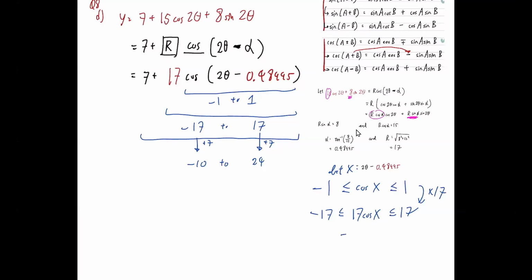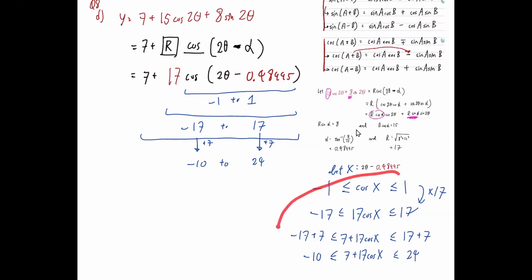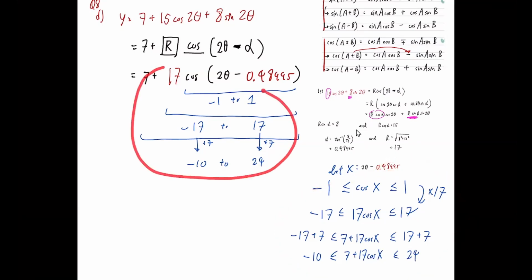Then after that, you add 7 to it. If you add 7 in the middle, you also have to add 7 all the way. So -17 + 7 and 17 + 7, which is just -10 and 24. Let's present it in a nicer way. So -10 less than or equal to 7 + 17 cosine x, less than or equal to 24. This is the formal way to present it. This is the corrupted version.